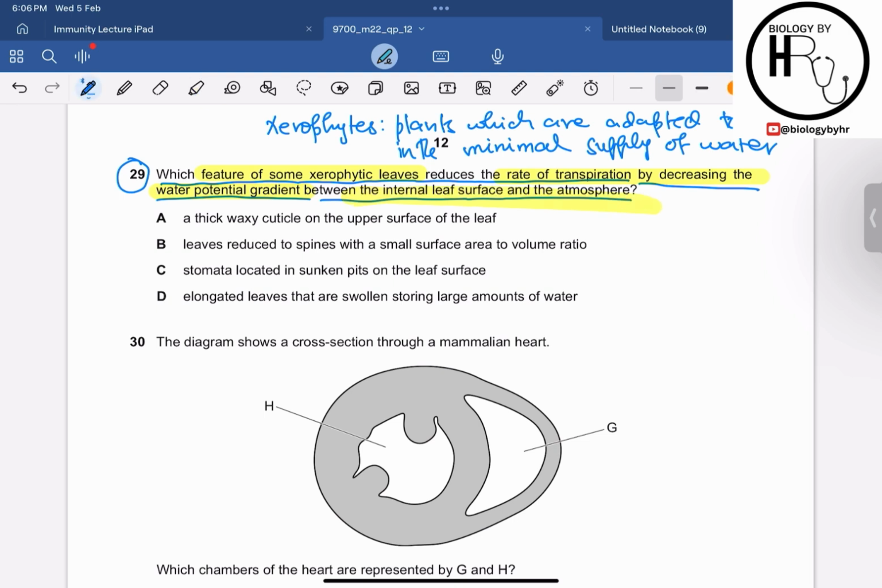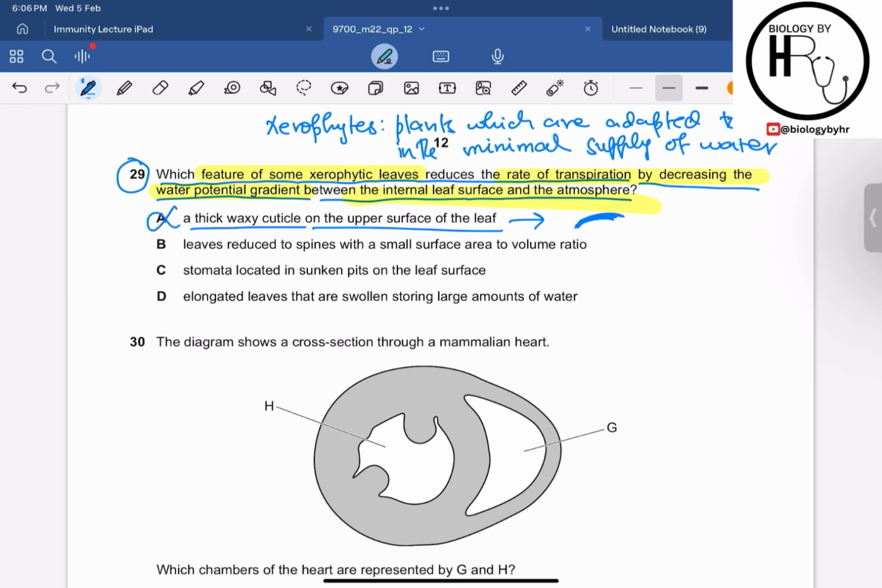Now let's read the options one by one and let's conclude our answer. Option A: thick waxy cuticle on the upper surface of the leaf. Now if I talk about the waxy cuticle on the upper surface of the leaf, it reduces the water loss by waterproofing the leaf surface, right? It is a thick layer, and it just causes the leaf to become waterproof, but does not directly affect the water potential gradient. So this is not the correct option.